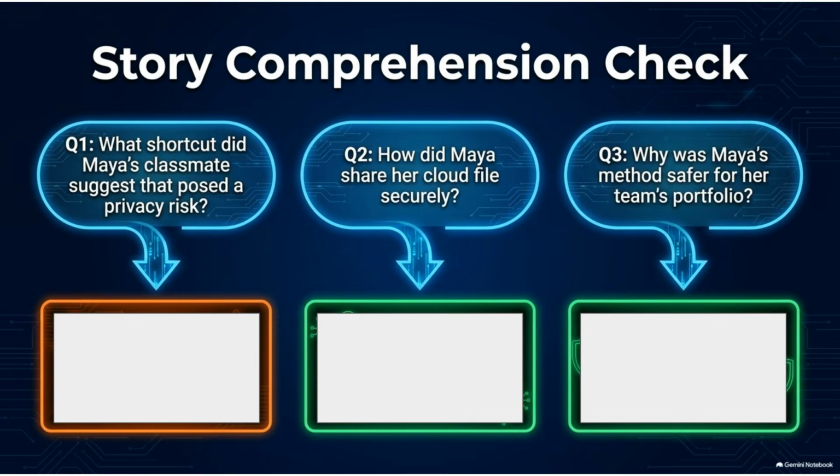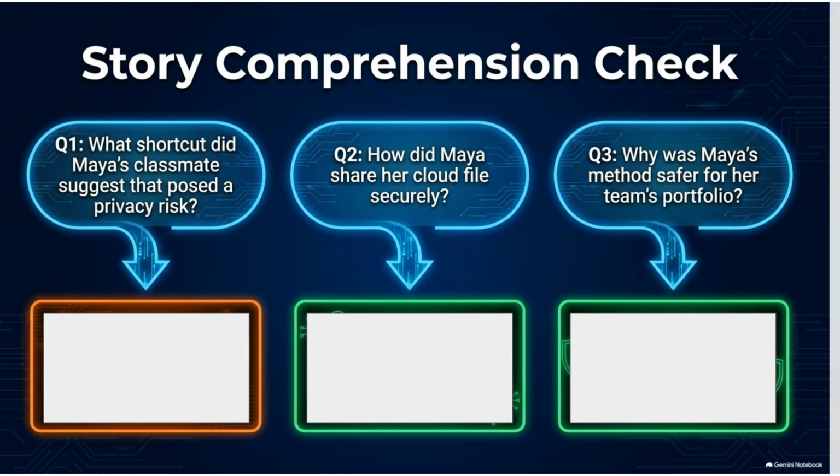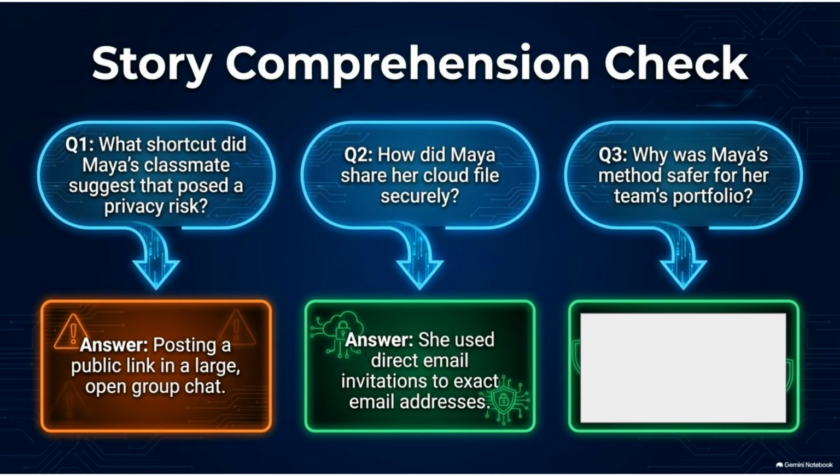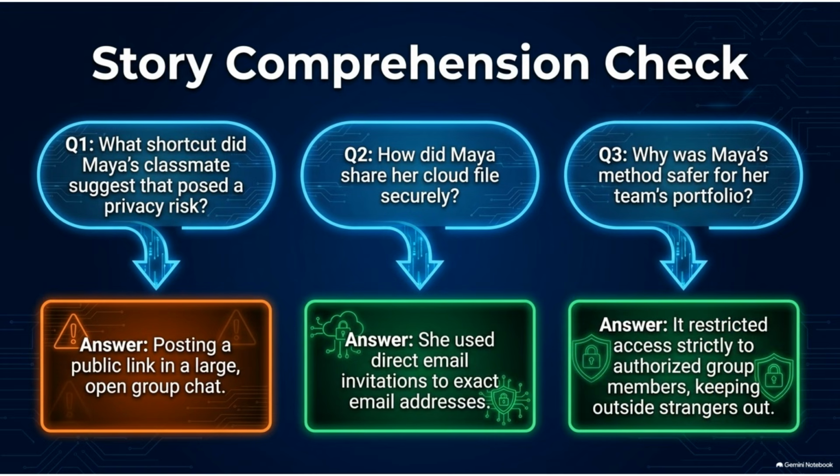Now it's time for a comprehension check. Let's answer these 3 questions based on what we've learned about secure cloud sharing. Question 1. What shortcut posed a risk? The answer is posting a public link in an open group chat. Question 2. How did Maya share her file safely? She used direct email invitations to specific addresses. And question 3. Why was this safer? Because it restricted access strictly to authorized group members, keeping strangers out.